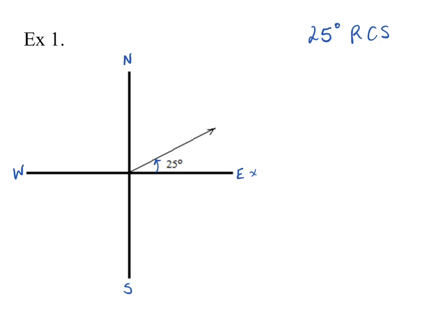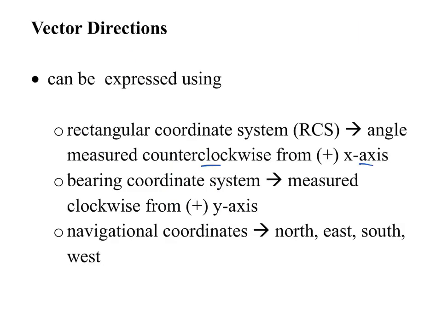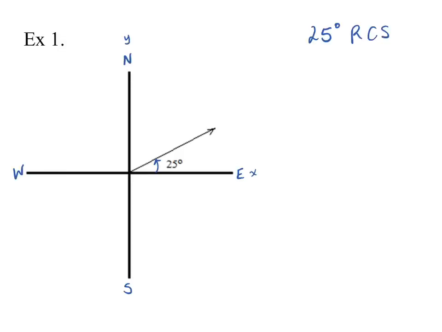Then we had, what did we have? We have our bearing coordinate system. So that's measured clockwise from the y-axis. So here's my y-axis right here. So that would actually be starting at the y-axis and going clockwise, which is the opposite direction. So that's going that way. So I need to know what angle that is, and that would be my bearing.